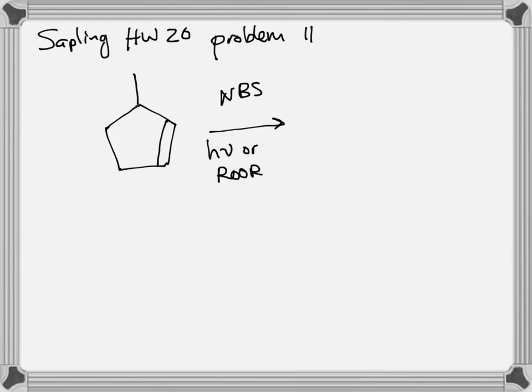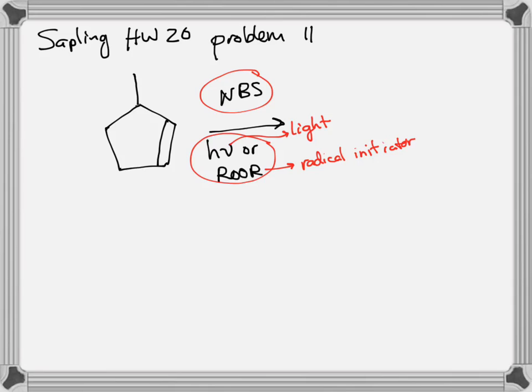We're looking at radicals, so big tip off that we're looking at radicals. You see NBS, which is primarily a radical reagent, and then our other big tip off is that we're looking at HNu, which represents light, and then our ROR represents a radical initiator. Another big tip off is homework 20, which is all about radicals, but beside the point. So when we look at our reagents, we know we're looking at radicals.